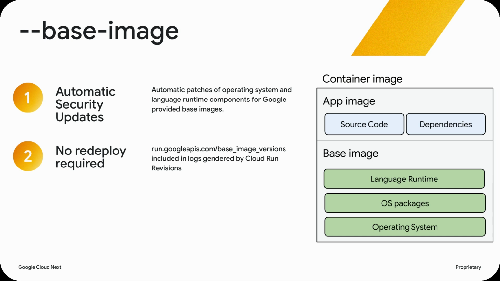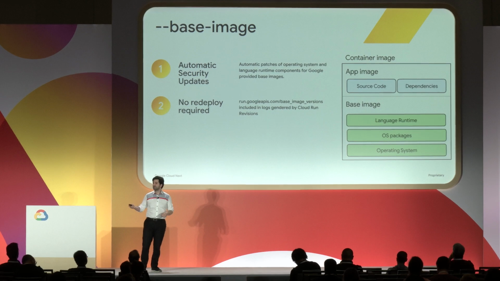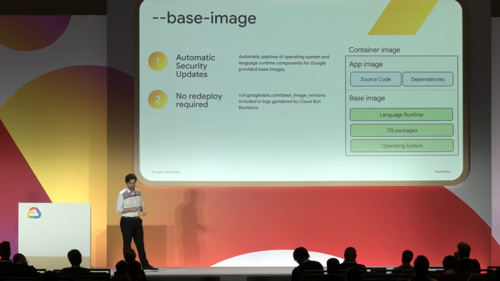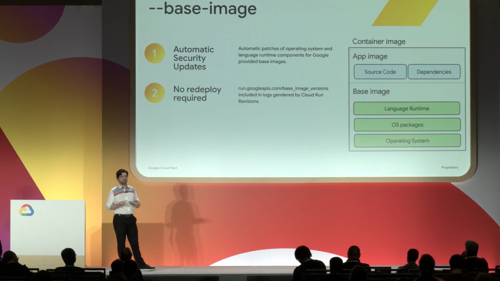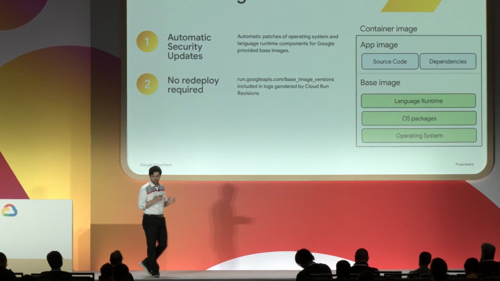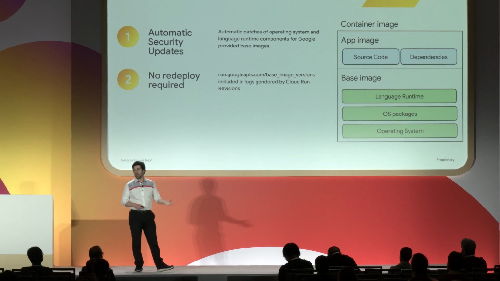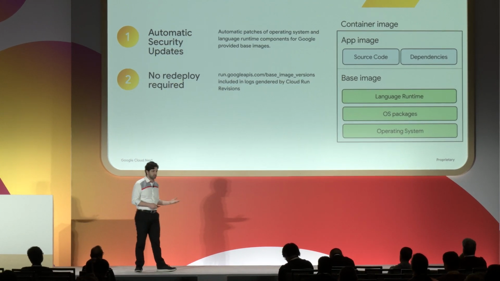When you have enabled this, this allows for Google to automatically patch the base image, providing important security fixes to your running applications. Additionally, and importantly, this all happens behind the scenes with no need to redeploy on your side. Cloud Run will provide a system-generated log, allowing your team to track any updates that happen to your service.